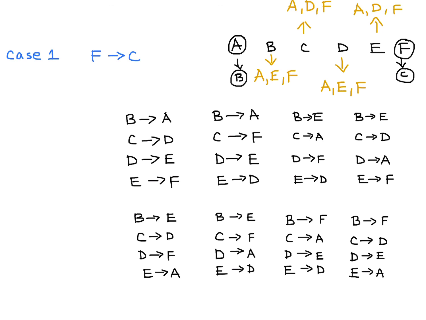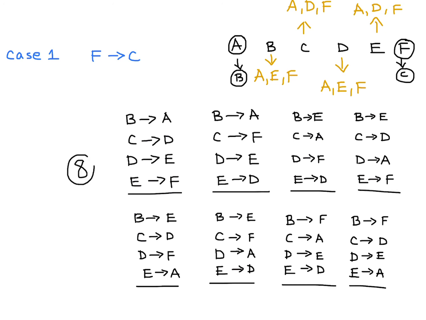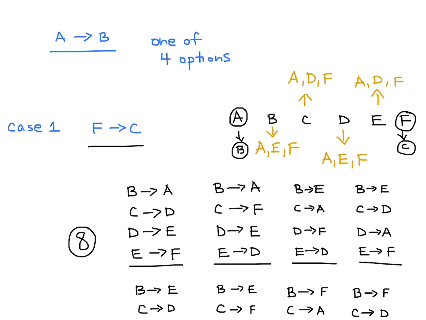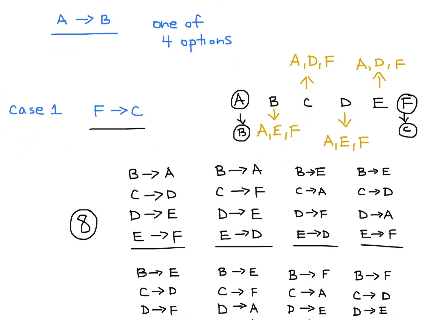So there you have it. There are all the scenarios in a very systematic way. I've written them all out. This is scenario number 1, number 2, number 3, number 4, 5, 6, 7, 8. So we've got 8 possible ways that this can be done with F going to C and our original A going to B. Okay? So now let's move on to case number 2.